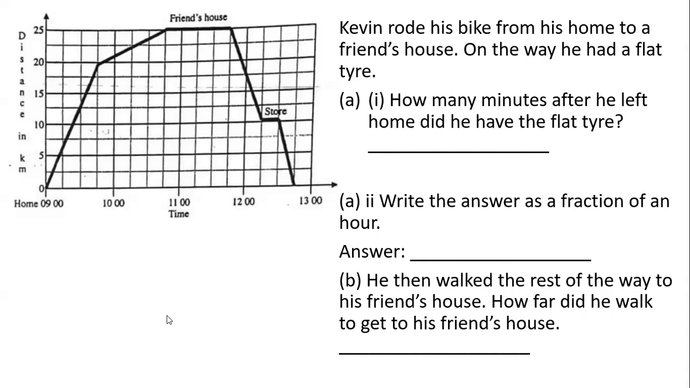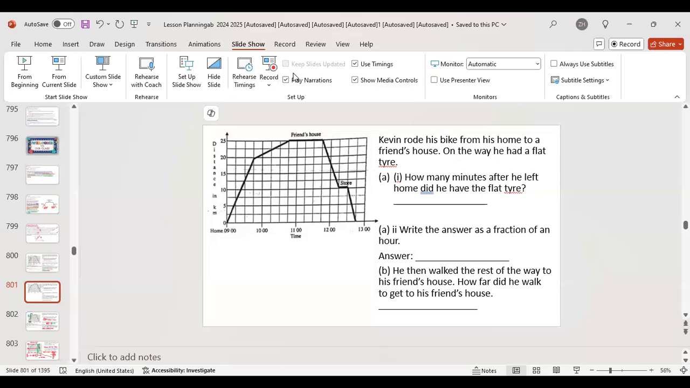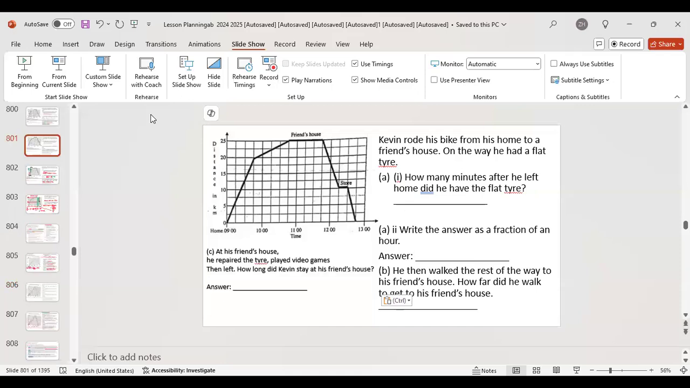Makaya, read the question for me, please. Kevin rode his bike from his home to a friend's house. On the way, he had a flat tire. A. How many minutes after he left home did he have a flat tire? Write the answer as a fraction of an hour. B. He then walked the rest of the way to his friend's house. How far did he walk to get to his friend's house? Very good. Good. Mr. Petit, you spelled tire wrong. That's another way to spell tire.